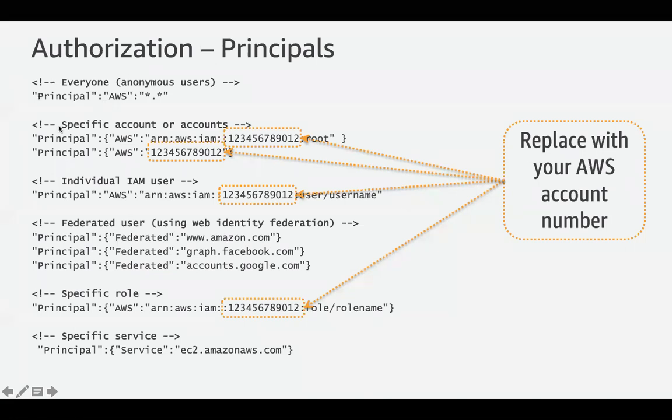If you want to give a specific account or accounts, you give principal. Again, this is JSON format. Principal : curly braces, double quotes, AWS : double quotes, ARN. You give the ARN. Okay, ARN will have your account ID, and root means that's the root account of your account. That's the root user of your account.